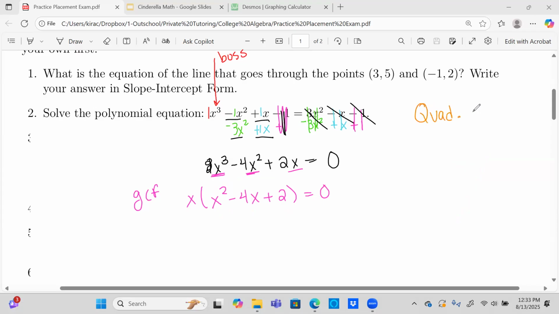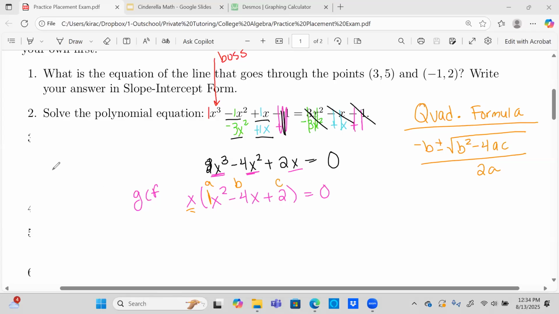You probably memorized this somewhere in high school, in Algebra 1 or Algebra 2. It's negative b plus or minus big square root of b squared minus 4ac, all over 2a. So a is 1, b is negative 4, and c is 2. We're ignoring this guy for now. He'll come back into the picture in a second, but that x that we pulled out as the GCF, just leave it.